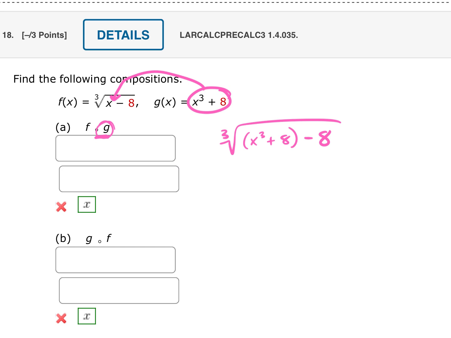And then simplify. Just be careful simplifying. If you have parentheses with an exponent, you can't just get rid of the parentheses. You can't distribute your exponent. If you have parentheses squared, you'd have to FOIL. If it's cubed, you'd have to multiply it 3 times. So this would be the cubed root. Here we don't have an exponent, so we can just get rid of our parentheses and combine the like terms. 8 minus 8 would cancel. And the cubed root of x cubed would just be x. So that would be our answer.